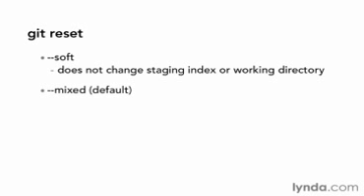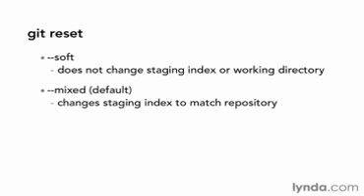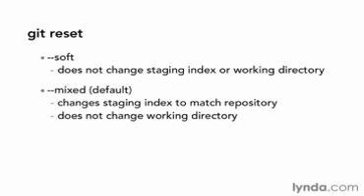The second one is a mixed reset. This is in between soft and hard, which is why it's called mixed, and it is the default. What it does is it moves the head pointer to the specified commit, and it also changes the staging index to match the repository. It does not change your working directory, though. So at this point, the staging index and the repository will be set in one place. Our working directory, though, has all those changes that we've made. All the things that were in later versions of the repository are still in our working directory. We haven't lost any work. It's just waiting for us to stage it and then commit it.